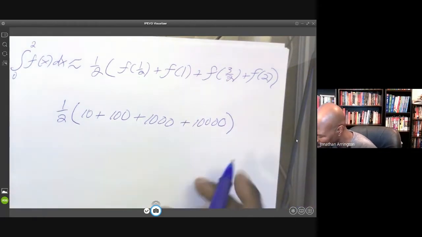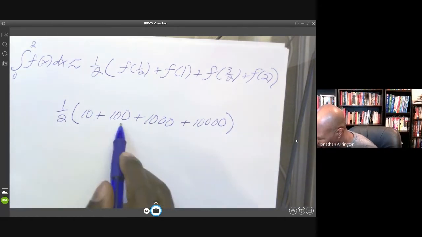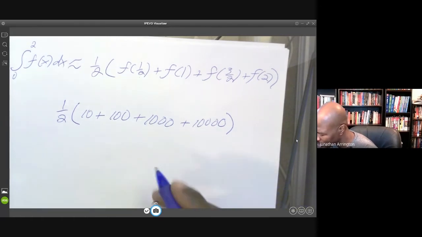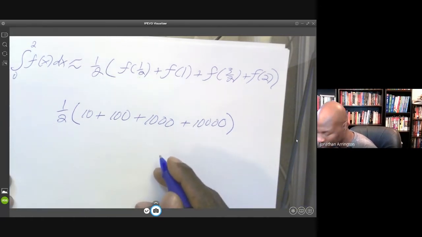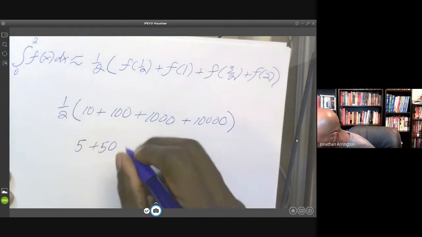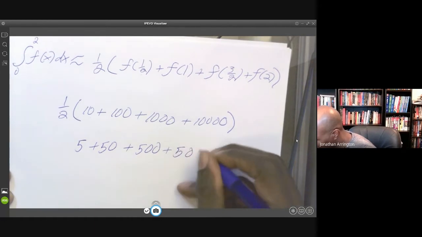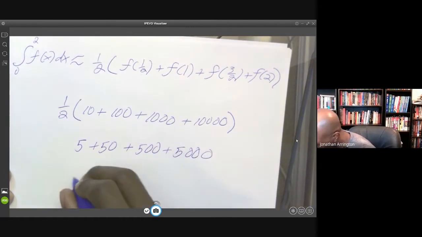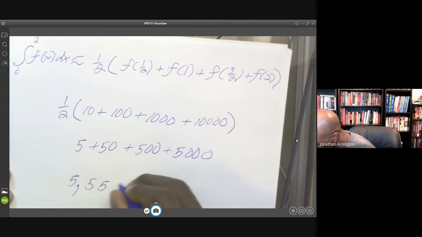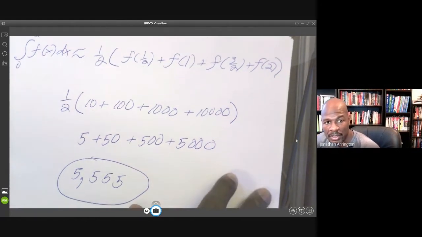Now to do the arithmetic in this case, I would prefer to halve all of these individually versus adding this up and then halving. I think that's the easier way for this particular problem. So if I halve these, I get 5 plus 50 plus 500 plus 5,000, and that means our answer would be 5,555. So that's our first example.